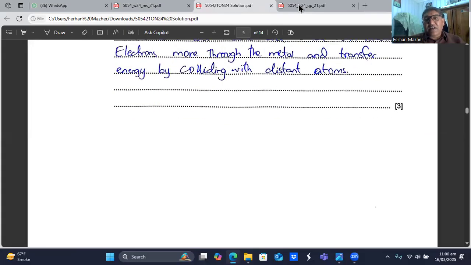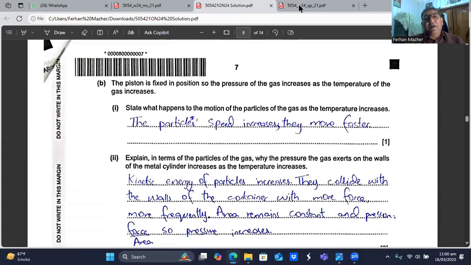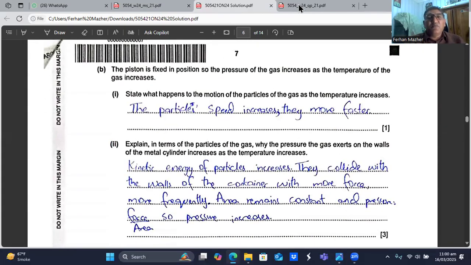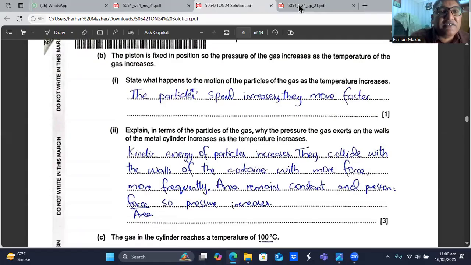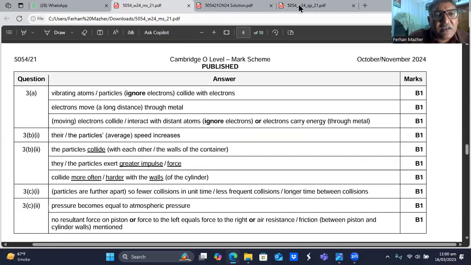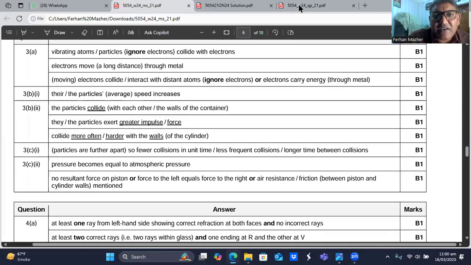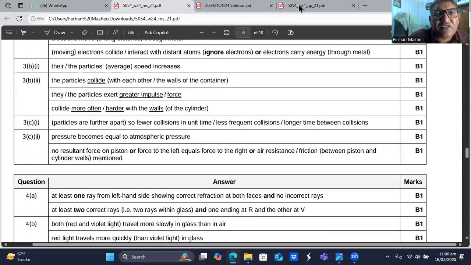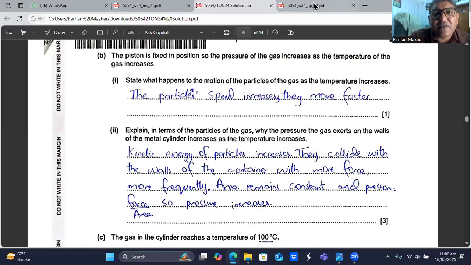So let's check what Hajra has written. The particle speed increases, they move faster. This is what she has written. So let's check the answer. The particle average speed increases. So this is the marking scheme's answer.